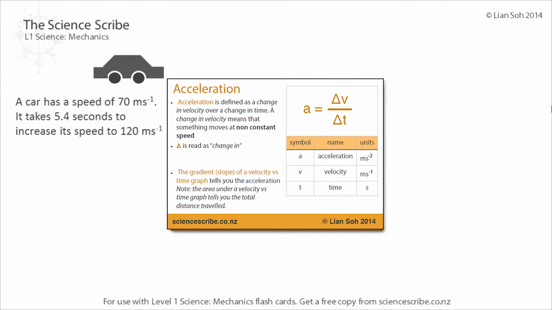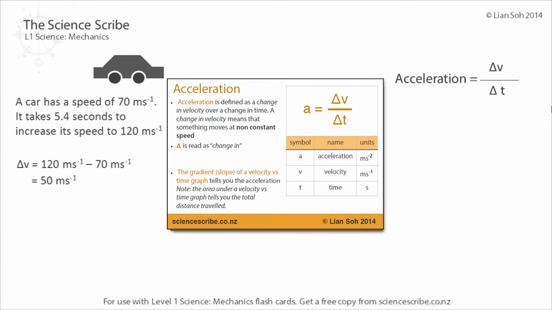Now let's say I've got a car and it has an initial speed of 70 meters per second and it takes 5.4 seconds to increase its speed up to 120 meters per second. If I wanted to calculate its acceleration, I would just take triangle V over triangle T, which is the change in velocity. I need to work that out. So I take 120 minus 70, which gives me 50 meters per second.